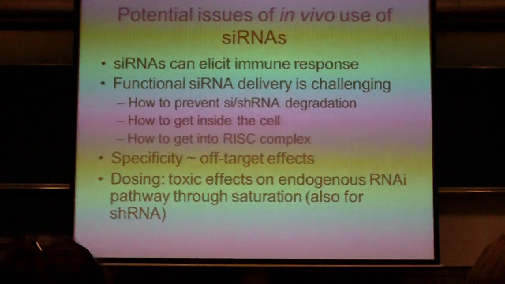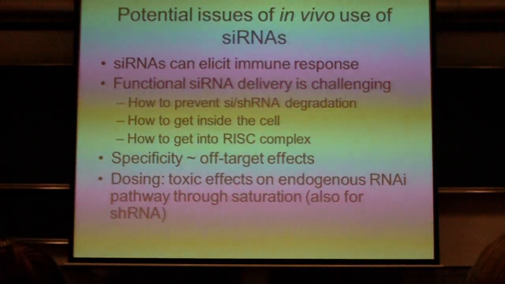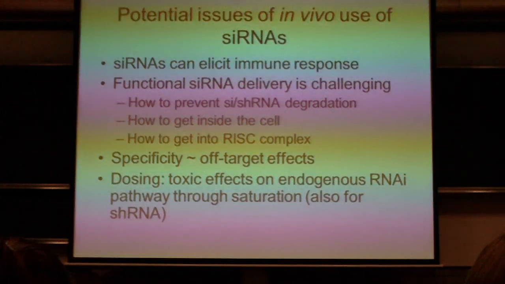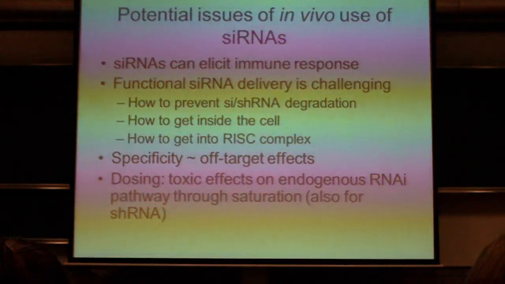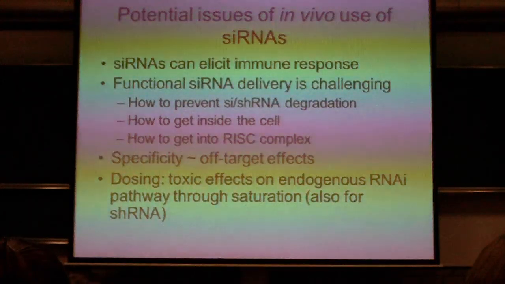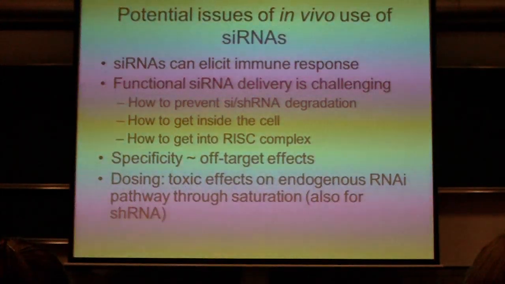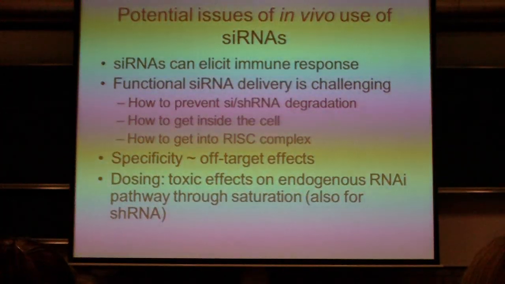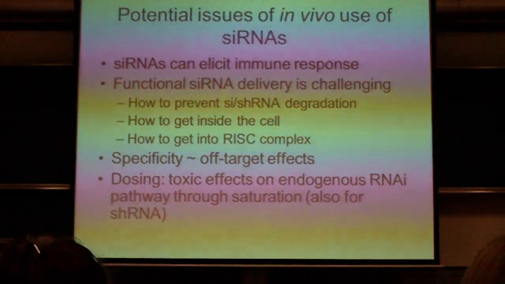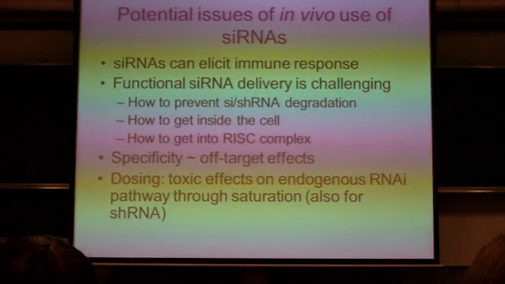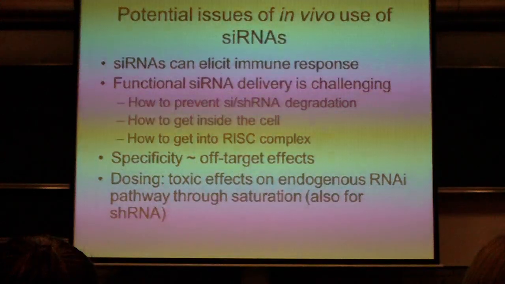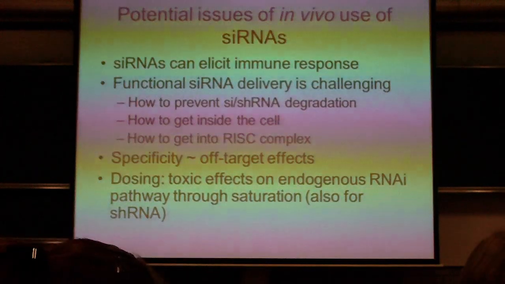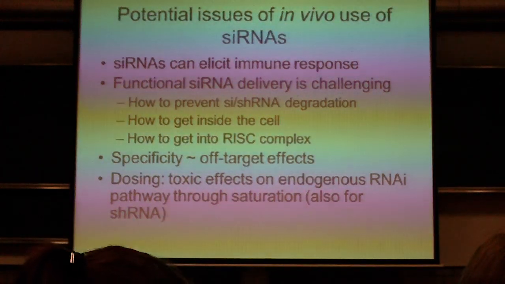Already immediately degraded. Then you have to get it inside the cell. Somehow the cell needs to open up for this foreign material, which it will, by nature, of course, not do. And then, when you have overcome all these hurdles, you have to get it inside the RISC complex. And actually, when you've already formed RNA structures, that appears to be a hurdle that cannot be taken. So that's the reason why siRNA therapy, gene therapy is stalled so far.